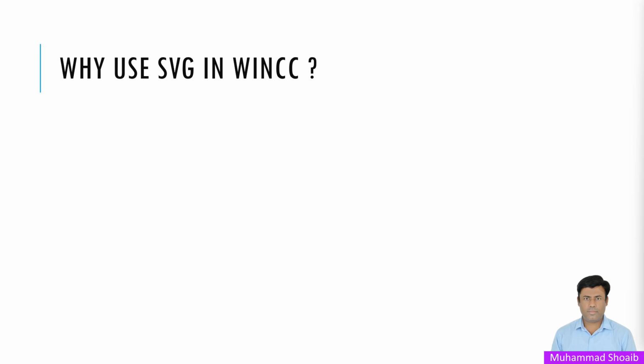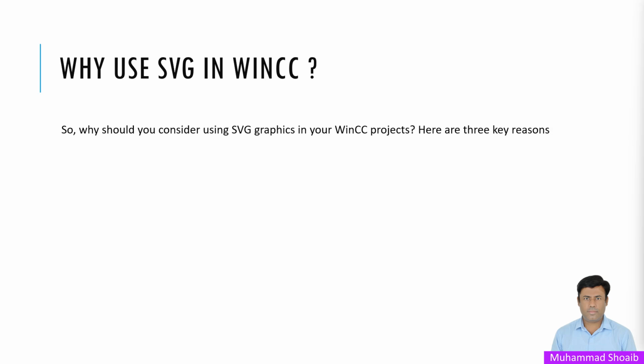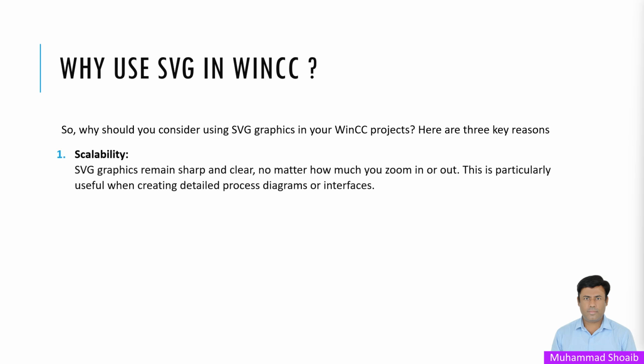So why do we use SVG in WinCC? We should consider using SVG graphic in a WinCC project. There are three main reasons. Scalability. SVG graphic remains sharp and clear no matter how much you zoom in or out. This is particularly useful when you create detailed process diagrams or interfaces.